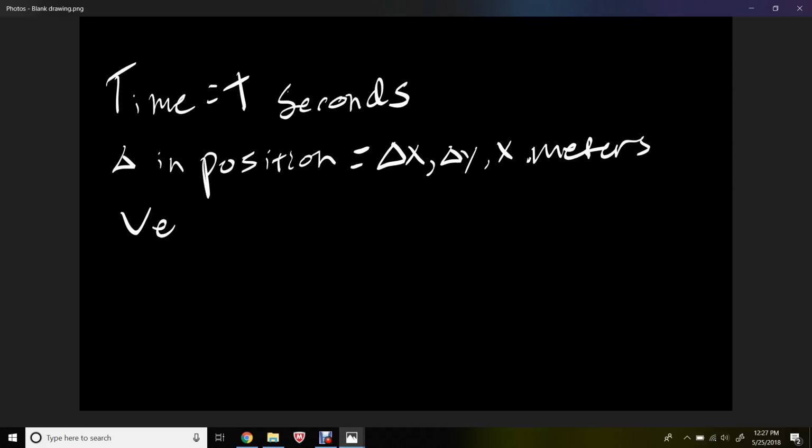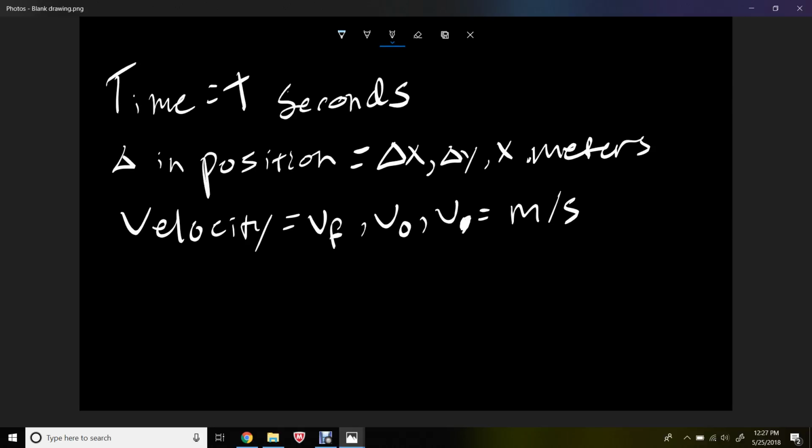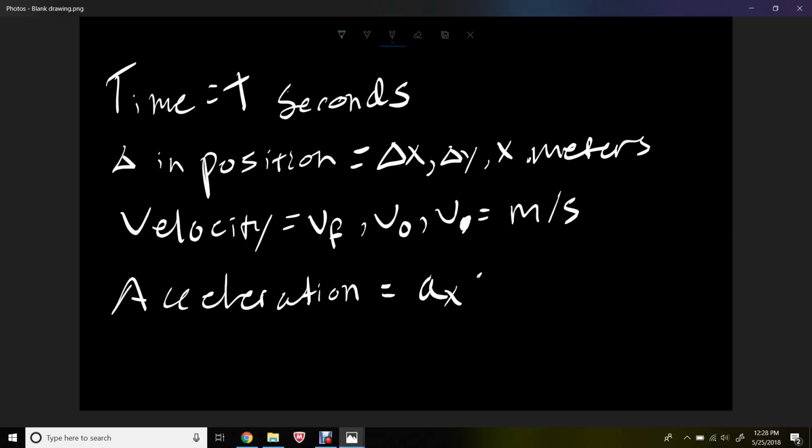You have velocity, which can be represented as a final velocity, an initial velocity, or just as the average velocity. And that's in meters per second. You also have acceleration, which is how fast the velocity is changing. That's usually measured in either the x or the y direction. That's always in meters per second squared.